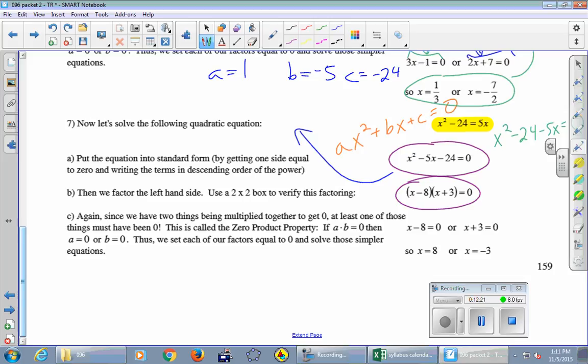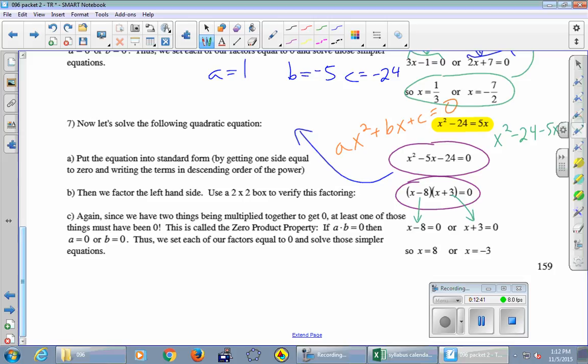But now that you get that, again, you can kind of blur your eyes a little bit and say, hey, I'm multiplying two things and getting 0. What has to be true? One has to be 0. And so you just break it up into two equations. Either this one is 0 or this one is 0.